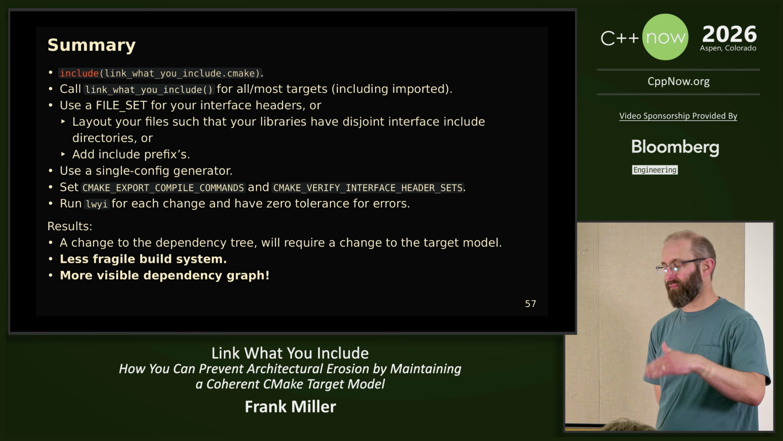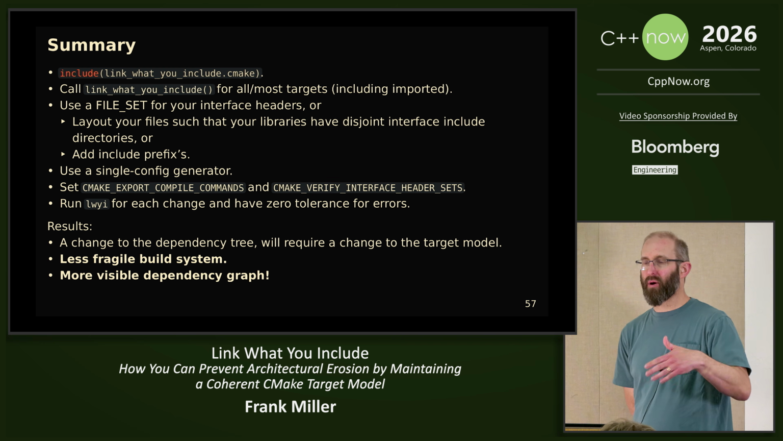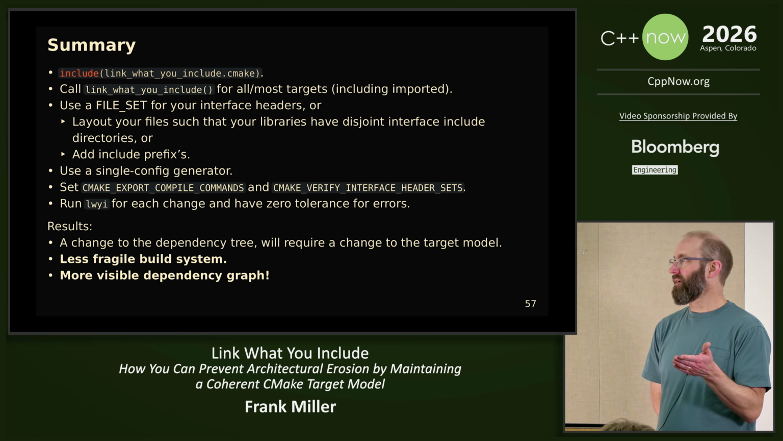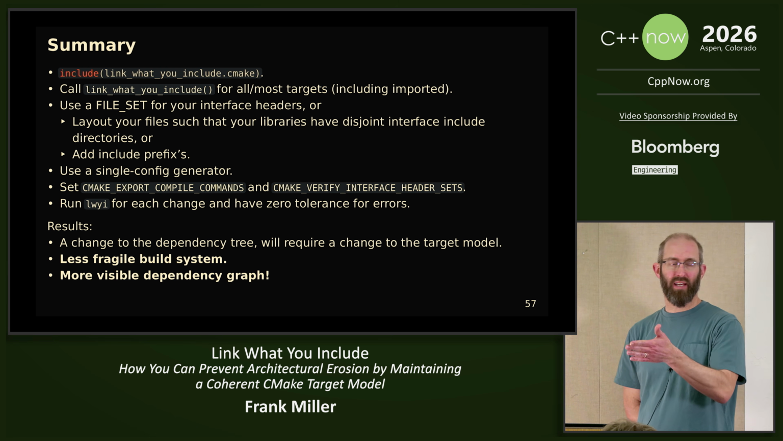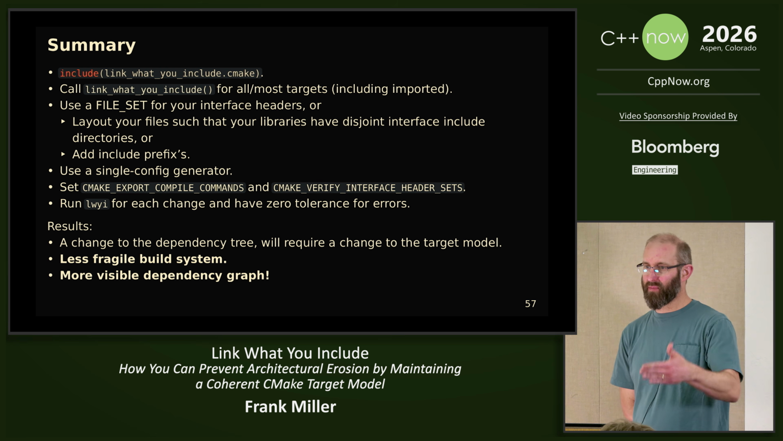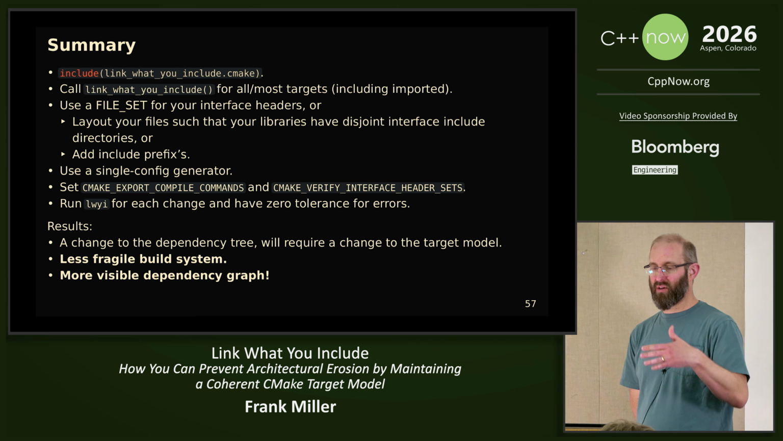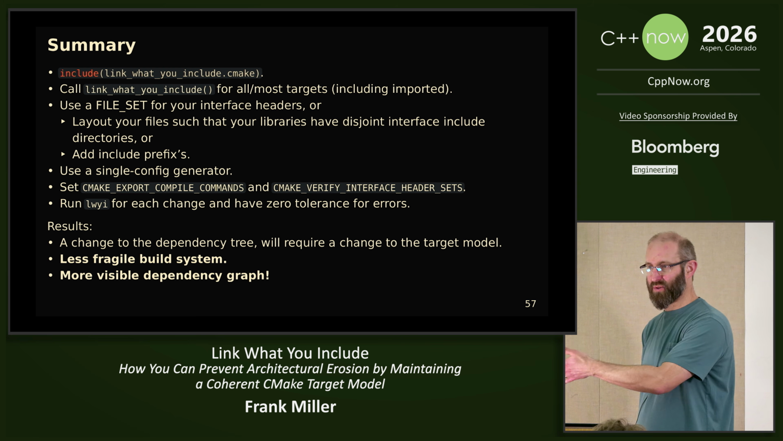But you have to choose to run it. So it's not like part of the build. It's not like that either. So like include what you use or clang tidy, you can run those as part of the CMake build. I don't have that wired up. This is more like you can build, or you can run link what you include.